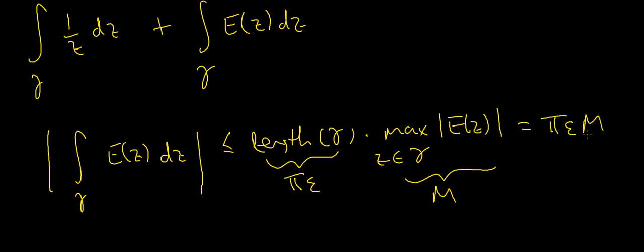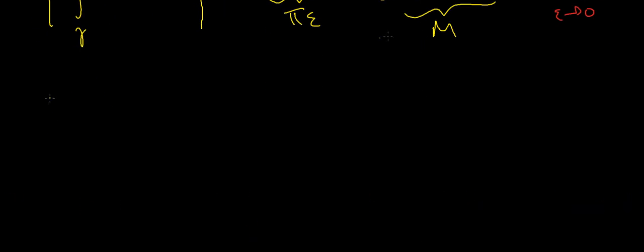But I'm interested in the limit as epsilon goes to 0. I'm going to try and shrink the indent to the origin. And so as epsilon goes to 0, this thing is obviously going to go to 0. Okay, so that takes care of this contribution. Now what about this one? So what do I do about the integral of 1 over z dz over gamma?